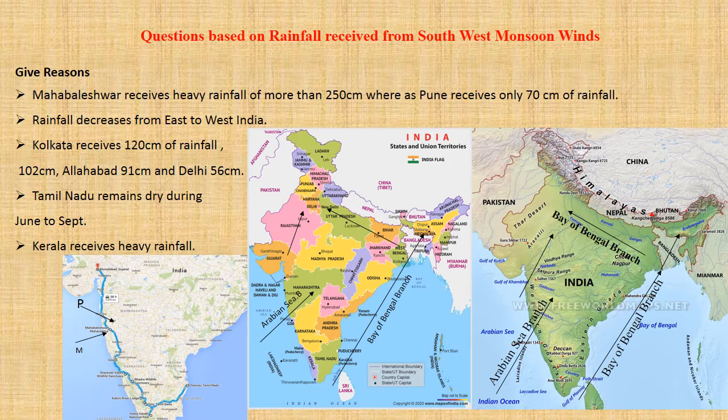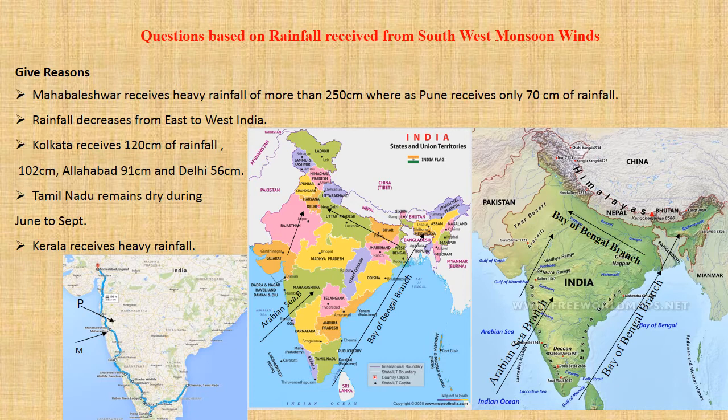Next question. Kolkata receives 120 centimeters of rainfall. Then Patna receives 102 centimeters of rainfall. Allahabad receives 91 centimeters of rainfall and Delhi receives 56 centimeters of rainfall. Give the reason. If you pay attention to the order, Kolkata receives more rain compared to Patna. Patna receives more rain compared to Allahabad. Allahabad receives more rain compared to Delhi.